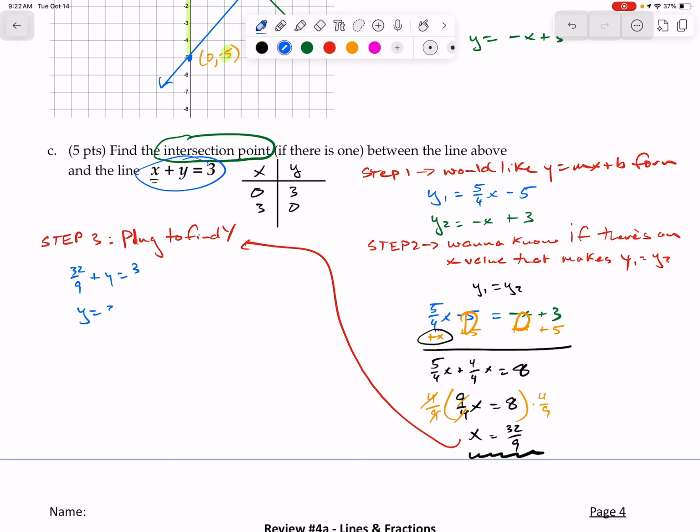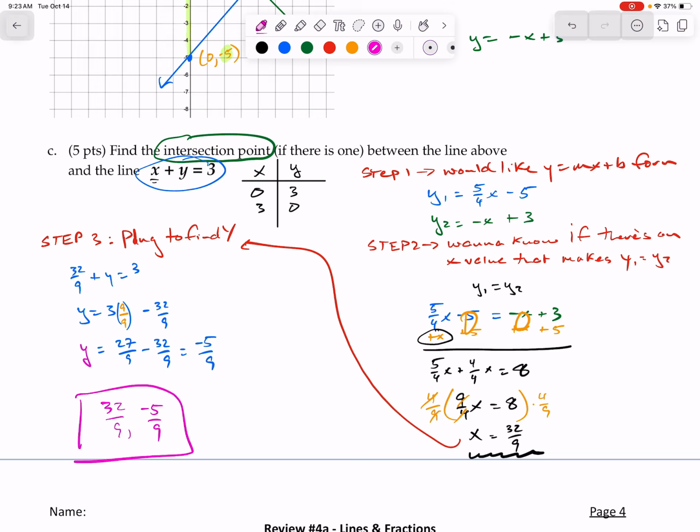So y equals 3 minus 32 over 9. I need a common denominator, so let's make it 9 over 9. So y equals 27 over 9 minus 32 over 9, which is clearly negative 5 over 9. So our point then is, by the way, that's our y, 32 over 9 comma negative 5 over 9.